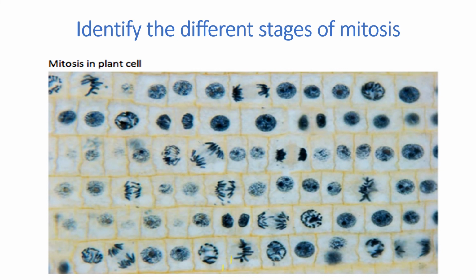Identify the different stages of mitosis. In this picture, you can see the different stages of mitosis in plant cells. Yes, we can go through the different stages. First, we can find out prophase. What are the special features of prophase? Chromosomes are distinct. There is no nucleolus, no nuclear membrane. Yes, this is prophase stage. Other prophase cells are there that you can find out. I will circle only one prophase stage. The rest all you can find out.